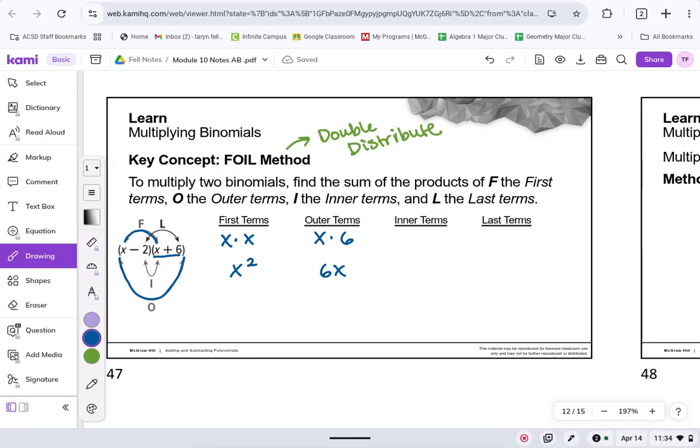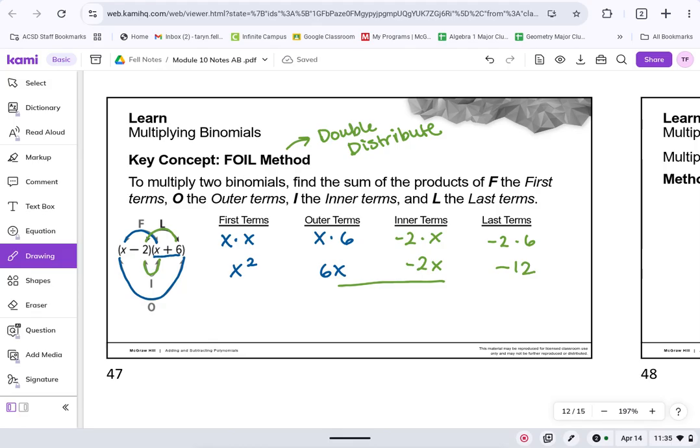Now I'm switching, right? I'm multiplying the -2 times the x for the inner terms. So -2 times x is -2x. And then lastly, I multiply the -2 times the 6 to give me -12. Now the nice part is, just like before, I'll still combine like terms. So I'd get x squared plus 4x minus 12 as my answer.